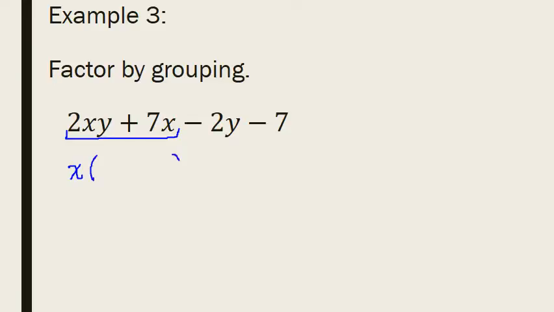Then I do my one set of parentheses, just like we did on the other 2 examples. And now I'm going to do 2xy divided by x. That leaves you with 2y. And then 7x divided by x leaves you with 7.